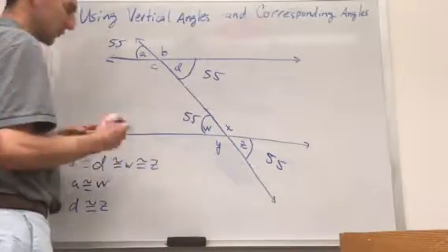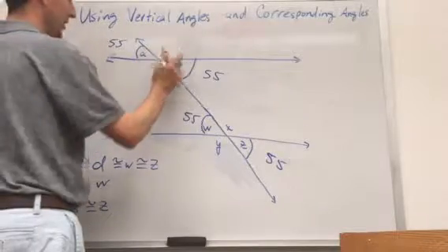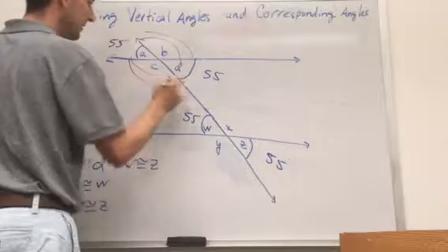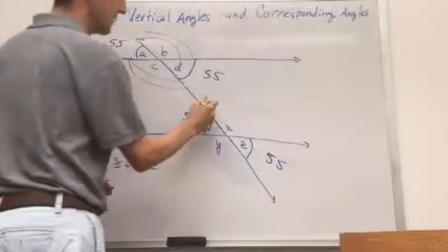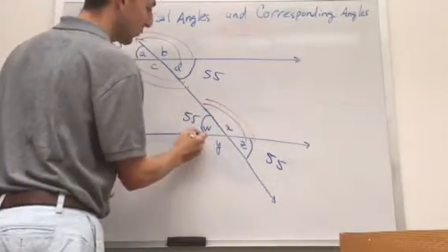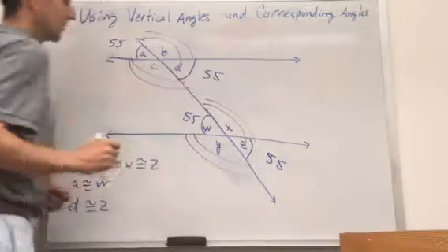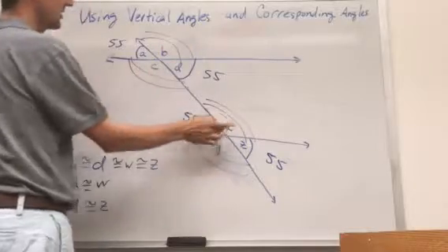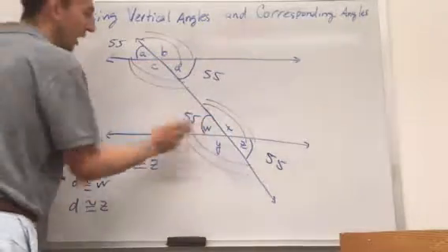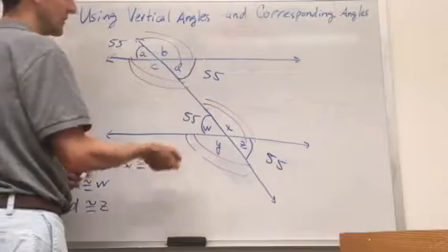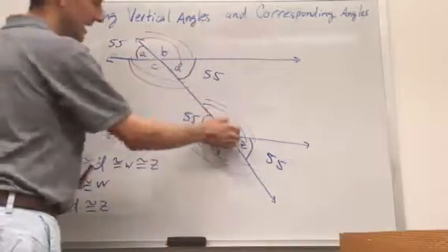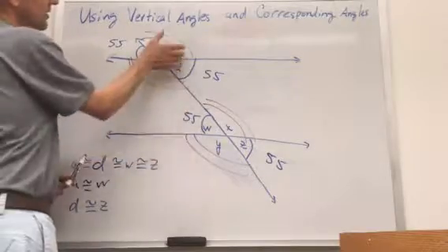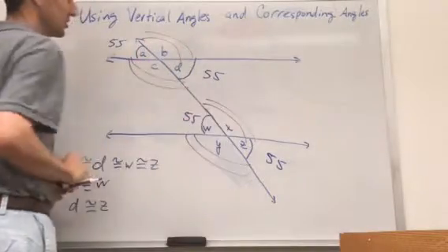So now the obtuse angles, very briefly, we would say vertically we have B with C. We would say vertically we have X with Y. But then using corresponding angles, we would say we have B with X. And we would say we have C with Y. And they are all congruent. B, C, X, and Y because of vertical angle relationships and corresponding angle relationships.